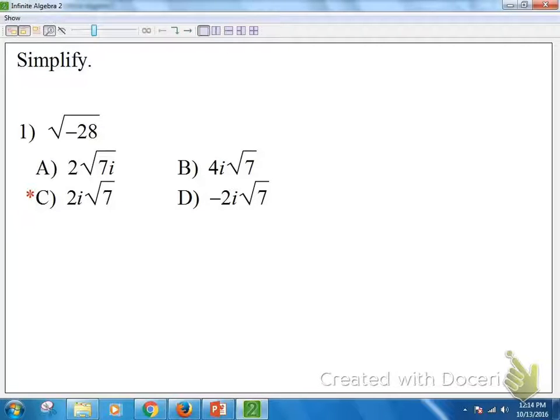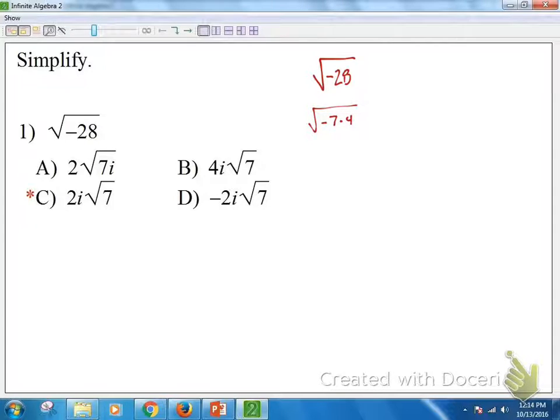We're going to take the square root of negative 28, write the original problem. We know this is like saying the square root of, the negative sign becomes i squared, right? Or negative 1, or the square root, I'm sorry, I don't want to confuse you. Let's start that again. 28, it's like saying negative 7 times 4.